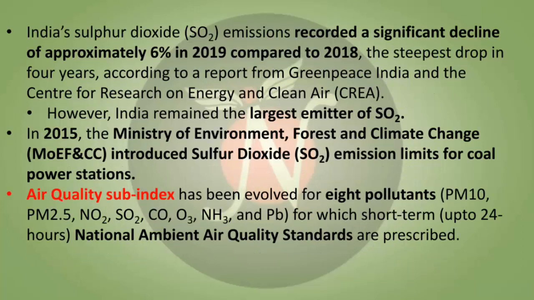India's sulfur dioxide emissions recorded a significant decline of approximately 6% in 2019 compared to 2018, the steepest drop in the 4 years, according to a report from Greenpeace India and the Center for Research on Energy and Clean Air. However, India remained the largest emitter of sulfur dioxide. In 2015, the Ministry of Environment, Forest and Climate Change introduced sulfur dioxide emission limits for the coal power stations.